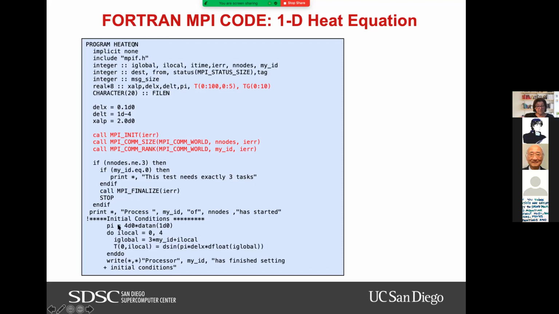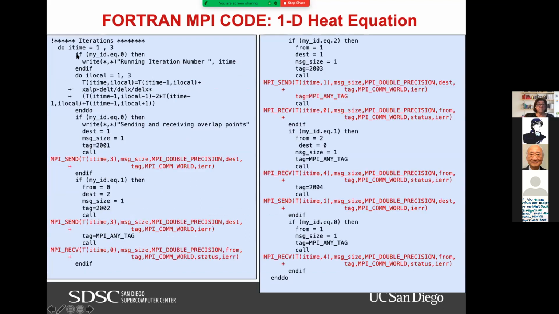Okay, so here are some of the initial conditions. At this point we're in parallel, so each node process will initialize its local values, the local, the global, and its temperature. And then write, I've finished setting up my initial conditions. And then we go to the iterations. We're going to have three iterations. Often a PDE will go for hundreds of thousands of iterations.